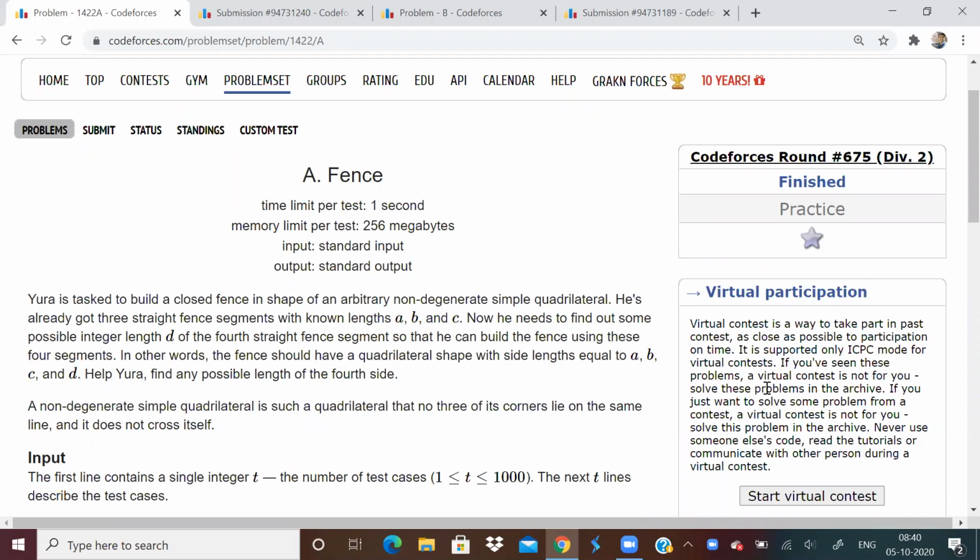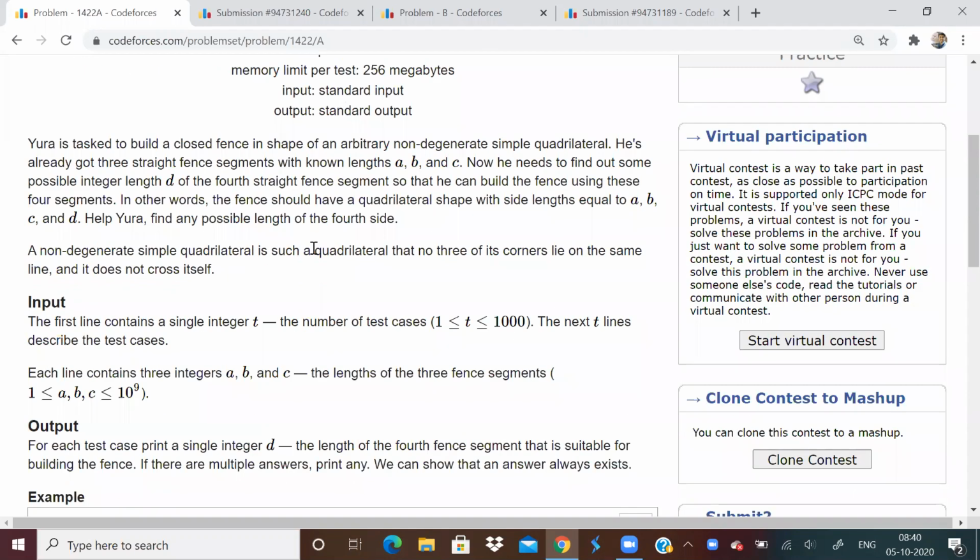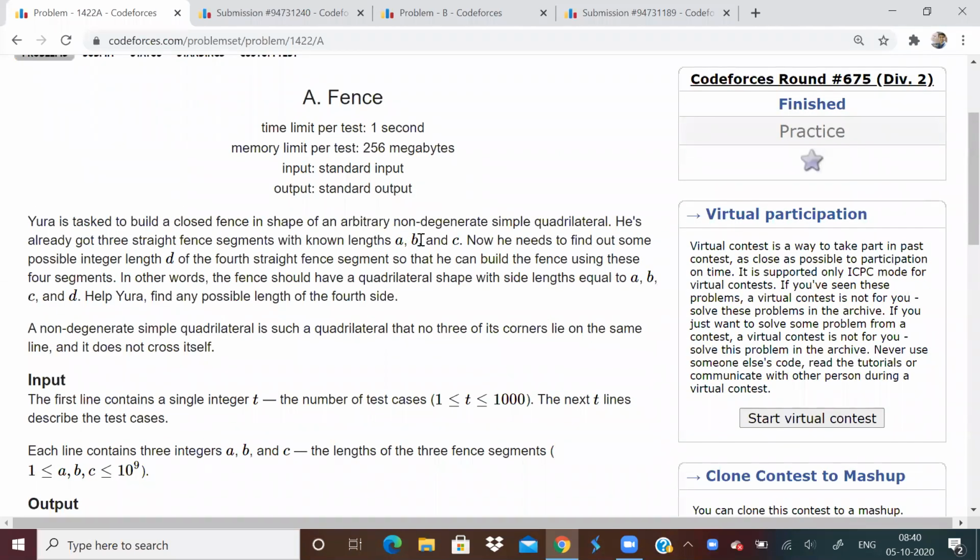Problem A: we are given three lengths A, B, C, and we need to find a possible integer length D such that it becomes a quadrilateral shape. So we have to form a non-degenerate quadrilateral, which has no three of its corners lying on the same line.